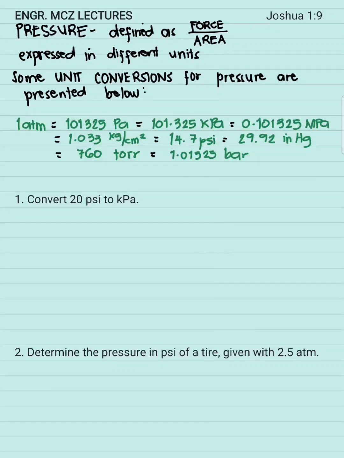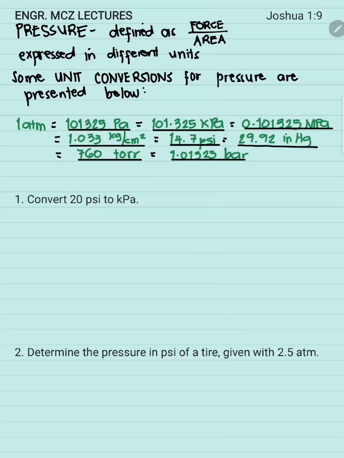So we can conclude that 101,325 Pascal is also equal to 1.033 kilogram over square centimeter, and it is also equal to 101.325 kilopascal, and so on and so forth. Meaning, these values are all equal to each other since they are similarly equal to 1 atmosphere.